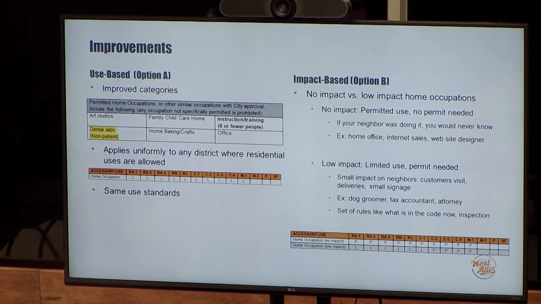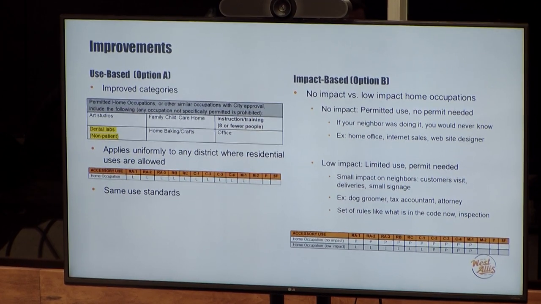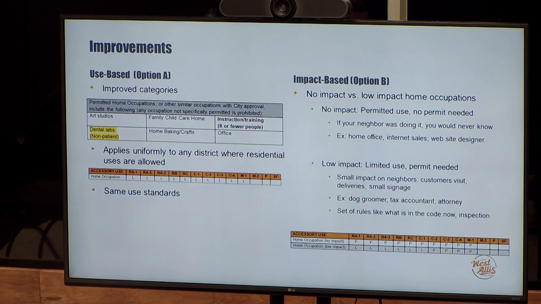So what we're proposing in the ordinance, and there are a few options here, is on the left. We went from that long list of permitted uses that you saw on the previous slide to a consolidated, shorter list: art studios, dental labs, which is the non-patient type of use, so it's not a dentist office, they make dentures or crowns or something like that, and family childcare homes, home baking crafts, instructional training, where we've put in eight or fewer people. For instance, music lessons or computer lessons, whatever someone wanted to teach a small group of people. And then office. So that's what we've boiled it down to.